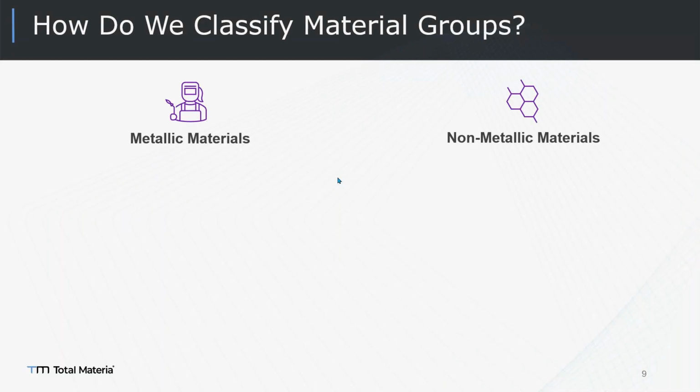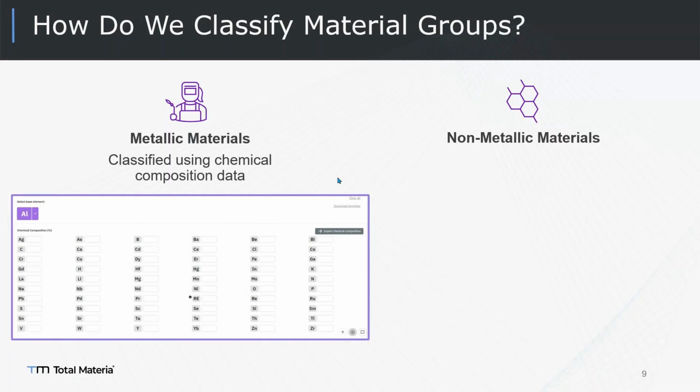We have 2 material groups that we're working with here. And how do we classify them? For metallic materials, it's very simple. We classify the data, or the materials rather, by utilizing chemical composition. So this is a screenshot from Predictor. You could either use our designations, which has a chemical composition attached to it. You could edit that composition, or you could import your own. So for metallic materials, it's quite simple.